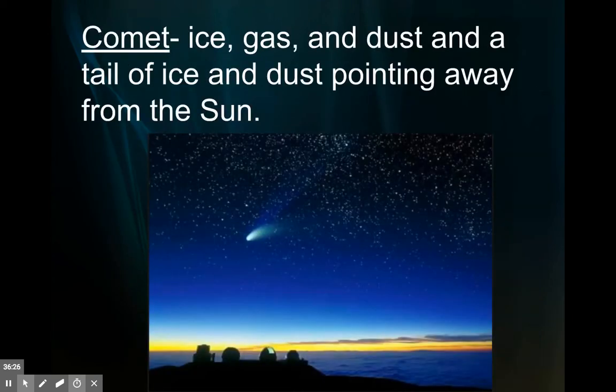A comet. A comet is ice, gas, and dust, and a tail of ice pointing away from the sun. All right? Ice, gas, and dust, and a tail of ice and dust pointing away from the sun. All right, so we just did planet as a component, and now we just did comet. So comet and planet.